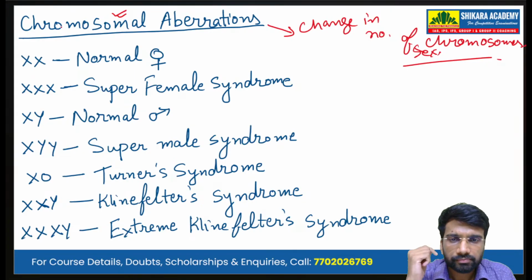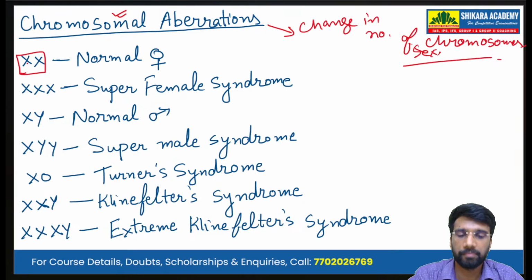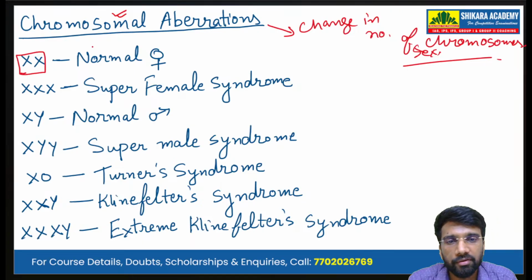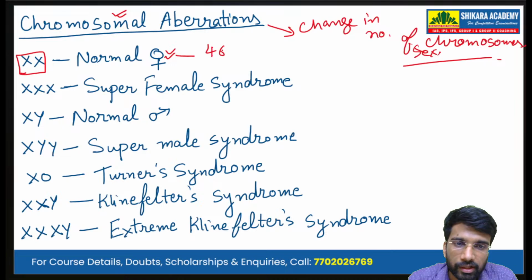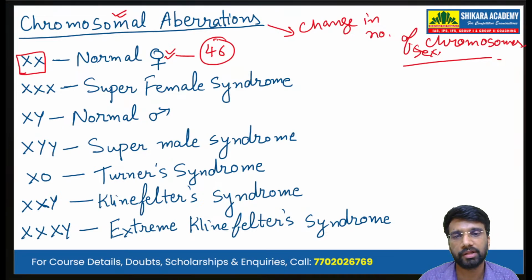Now, a normal genotype: if there are two sex chromosomes and both are X chromosomes, then we get a normal female. The total count of chromosomes in a normal female is 46.